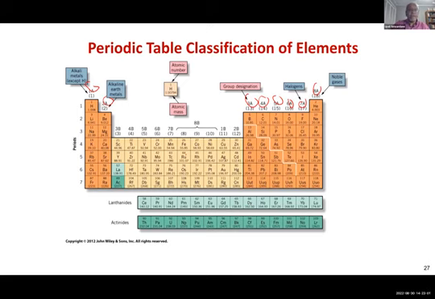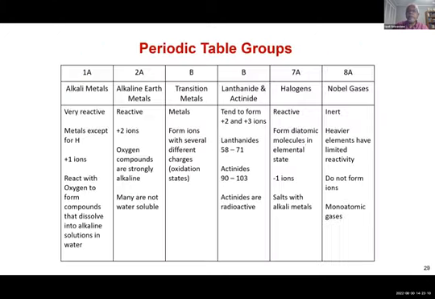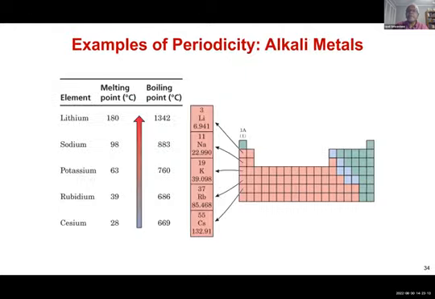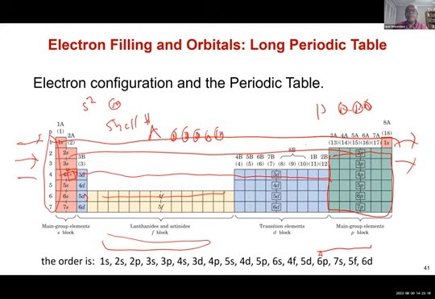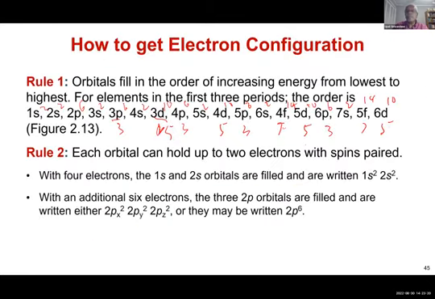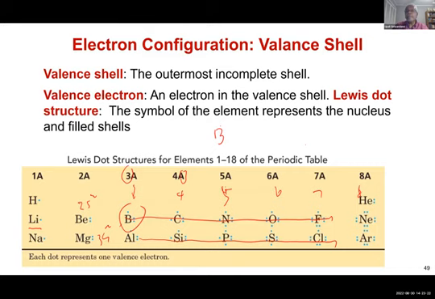Do you see where I have 1A, 2A, 3A, 4A, 5A, 6A, 7A, 8A? You can go to the periodic table, and you have the same notation in the periodic table. So these are the periods I was talking about, the tall periods in the periodic table. The number in front of A is the number of valence electrons.